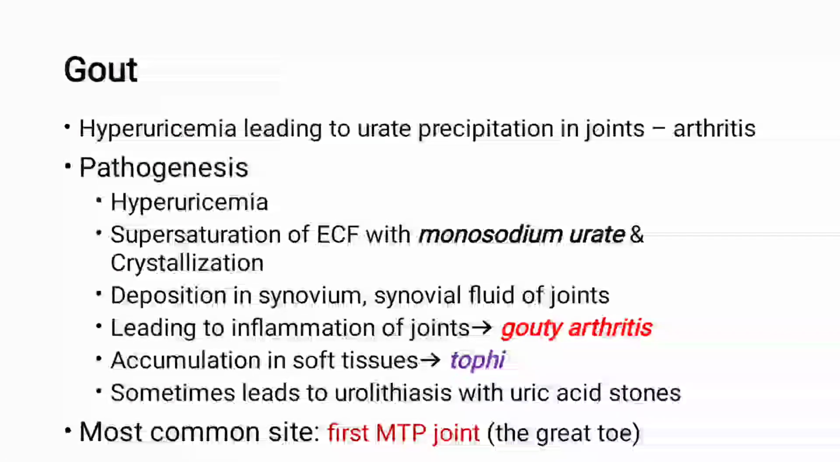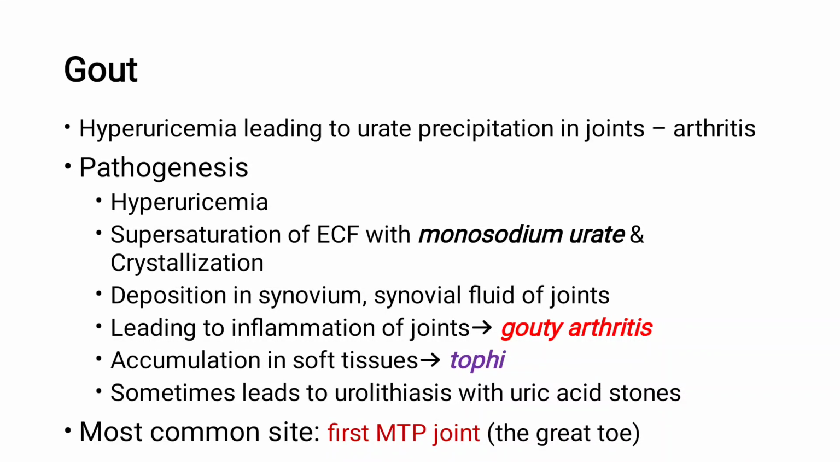When these crystals get deposited in the synovial joints, especially in the synovium and the synovial fluid of the joints, it leads to the inflammation of the joints, which is called gouty arthritis. As you all know, arthritis is any inflammation of the joint, and if the inflammation is because of gout, we call it gouty arthritis.